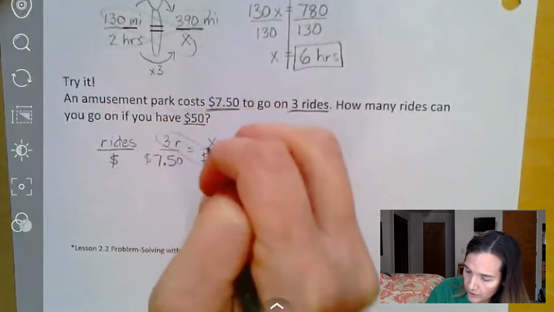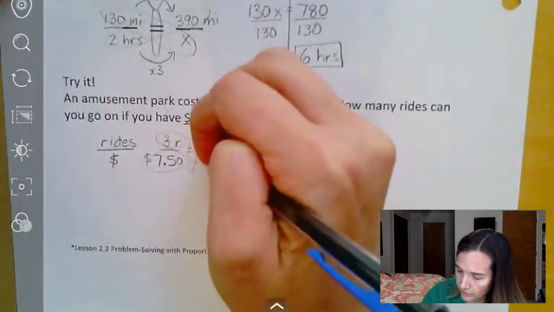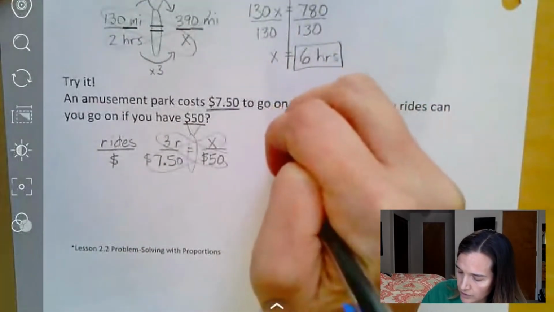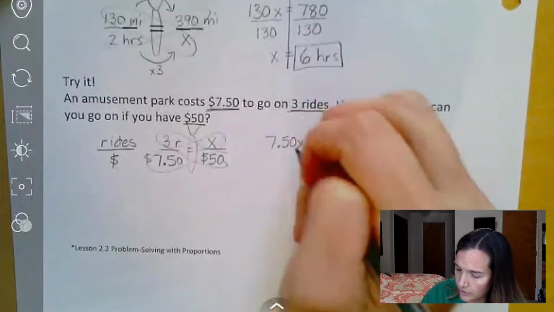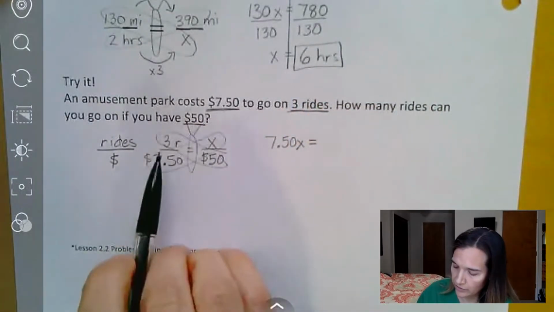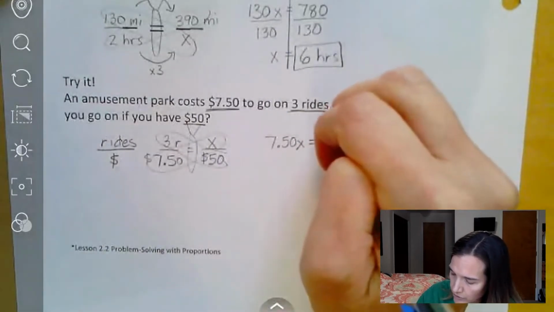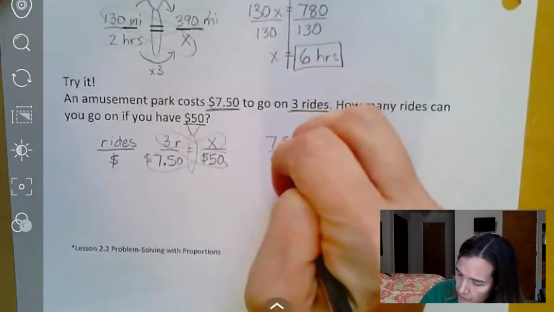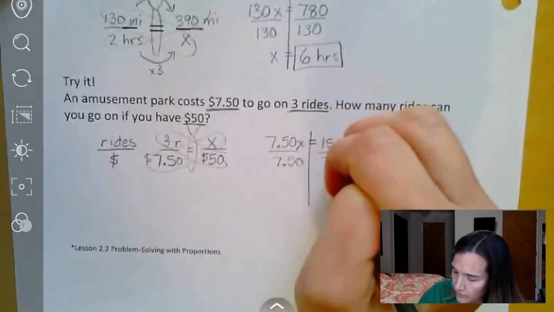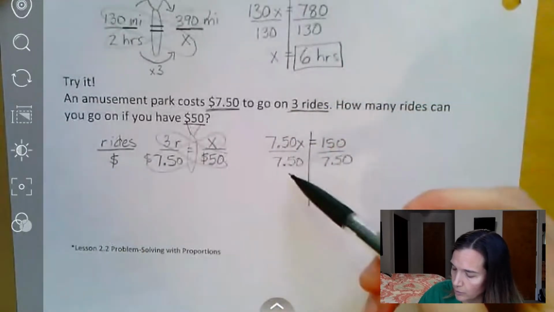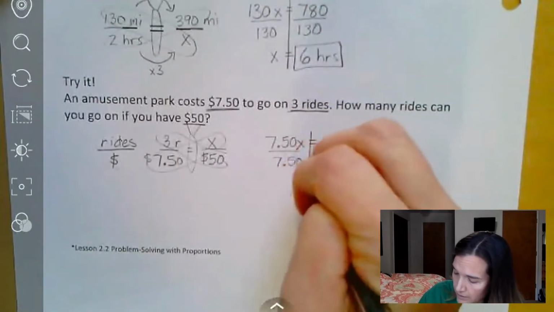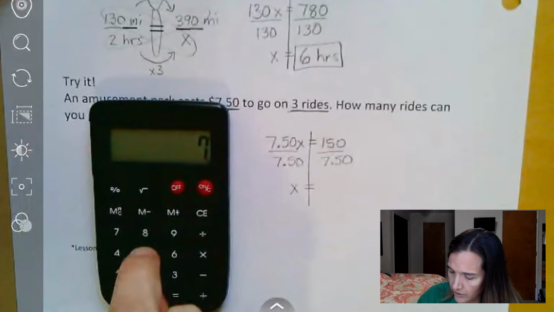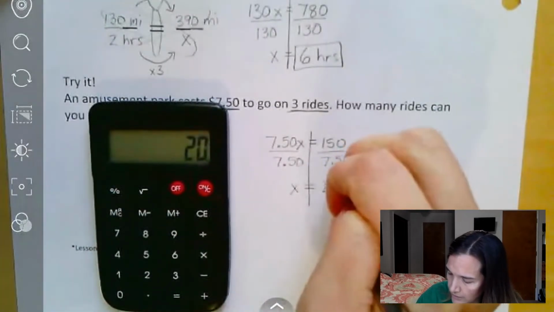All right, we can do our cross multiply and solve again, butterfly method. And if we do that, we have $7.50 times X, which is 7.50X. We could leave the 0 off if you want. We also have 3 times 50, which is 150. Down to that one-step equation, we're going to divide both sides by $7.50. This side you end up with 1X. And then this side, if you did 150 and divided it by $7.50, you would get 20.